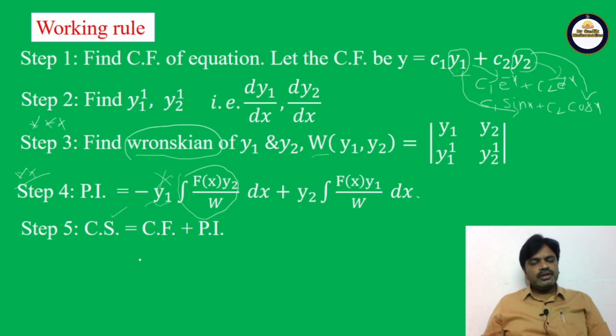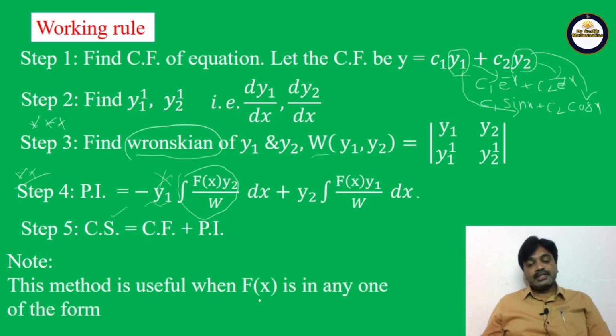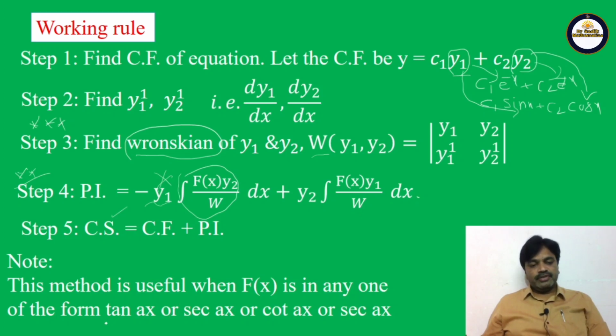Okay, already observe in the given example, friends, what we discussed there: tan ax or sec ax. So we have a note here: this method is useful when f of x is of the form tan ax or sec ax, cot ax, cosec ax. Whenever you observe these functions, friends, we can apply the method of variation of parameters.